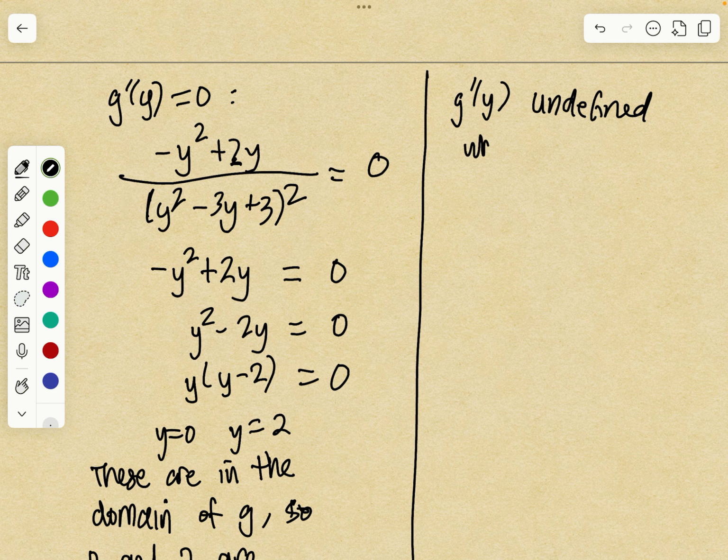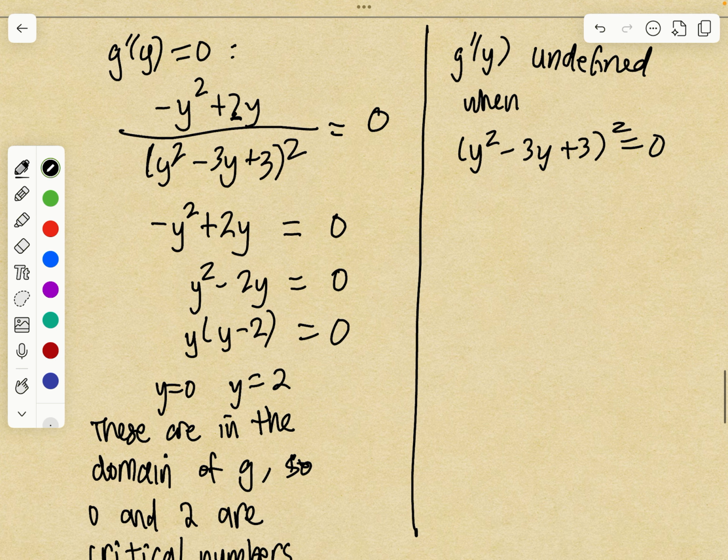So this is undefined when the bottom, (y squared minus 3y plus 3) squared, is equal to 0. And when you have something squared equal to 0, the thing inside is 0. So it's y squared minus 3y plus 3 equal to 0. And I need to figure out where those are. How can I tell without using the quadratic formula if this quadratic equation has any solutions?